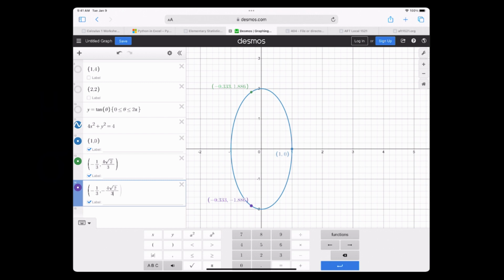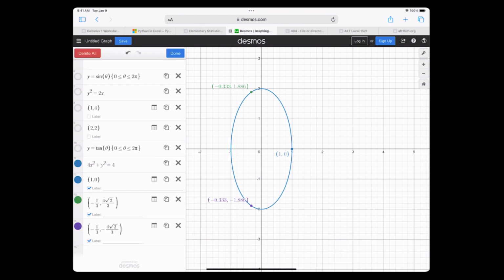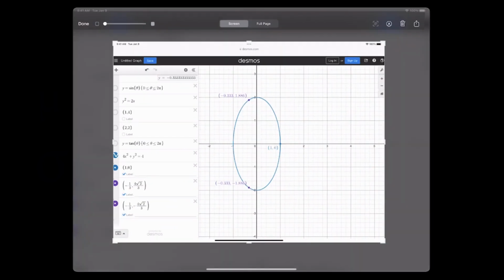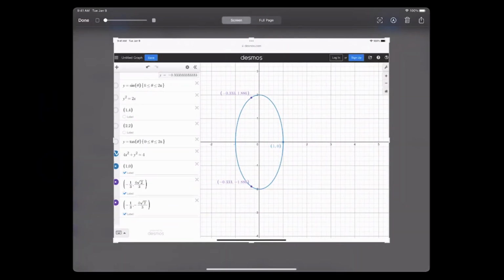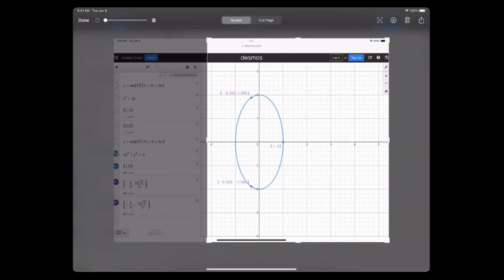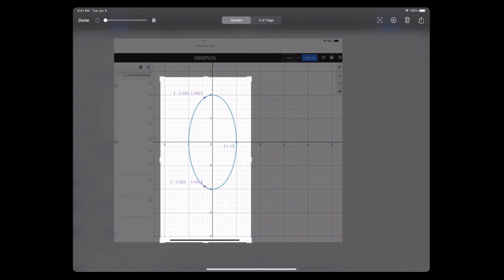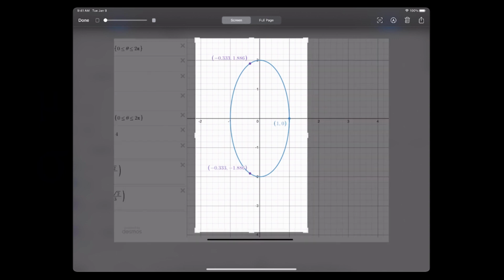Now, I'm going to change the colors just to match. A little bit of OCD. Not really. You guys see what I mean? You're going to find those locations in the same color. Anyway.